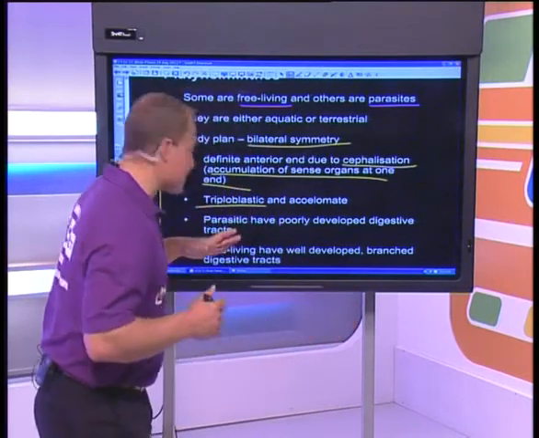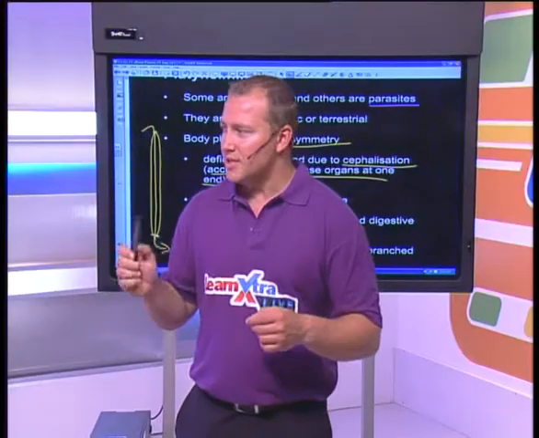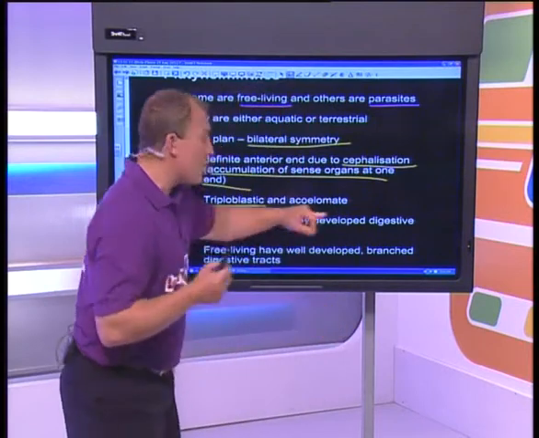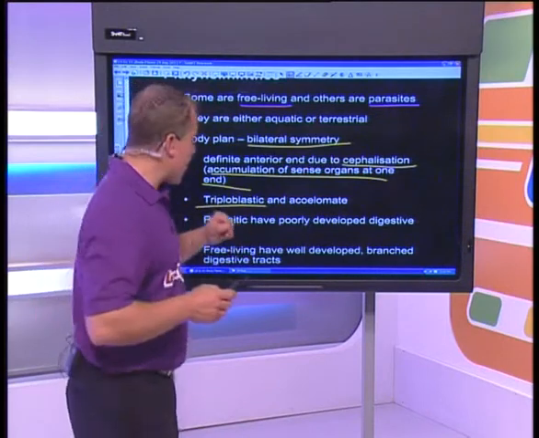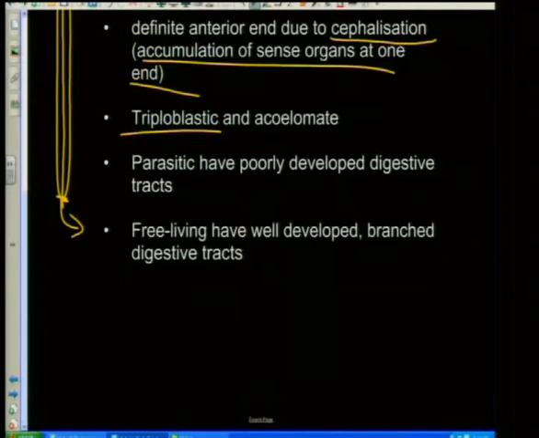The parasitic worm does not have a well-developed through gut or digestive system. Can anybody tell me why? I need to know why they have a poorly developed digestive tract. Now, the free-living worms, I want to move this up so we can see it. The free-living will have a well-developed, branched digestive tract.